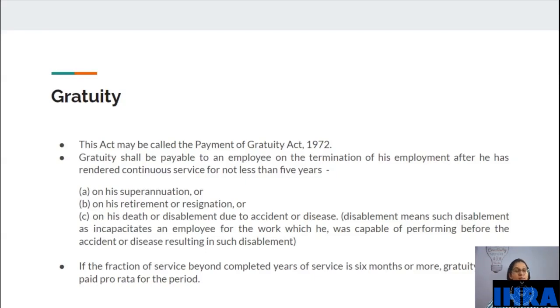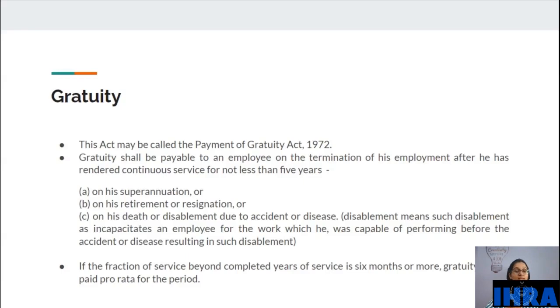This act was made with the name Payment of Gratuity Act 1972. It was made by Government of India. Gratuity shall be payable to an employee on the termination of his employment after he has rendered continuous service for not less than 5 years. As I already told you, gratuity is an amount which is payable to an employee when he leaves the company or gets retired. There are so many conditions on which gratuity is applicable, but the basic thing is that you will get the amount if you have worked not less than 5 years.